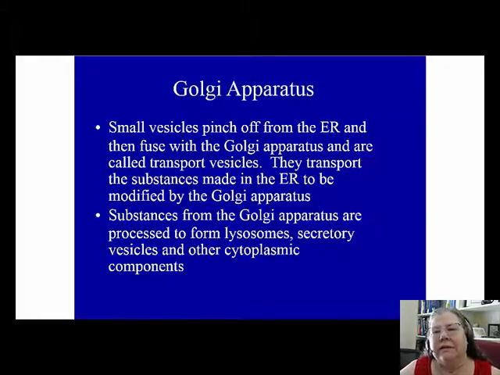So vesicles pinch off from the ER, as I showed you in that diagram, and then they fuse with the Golgi apparatus. Those vesicles are called transport vesicles, and they transport substances that are synthesized in the ER to the Golgi apparatus to be modified and changed.